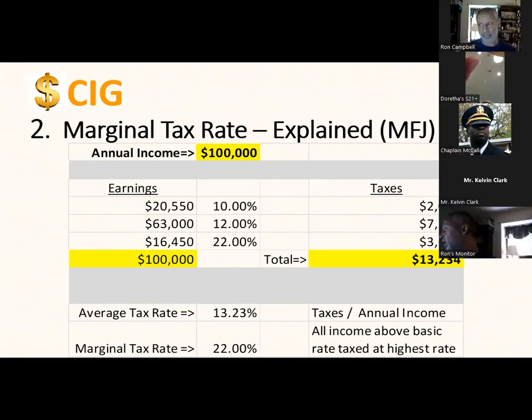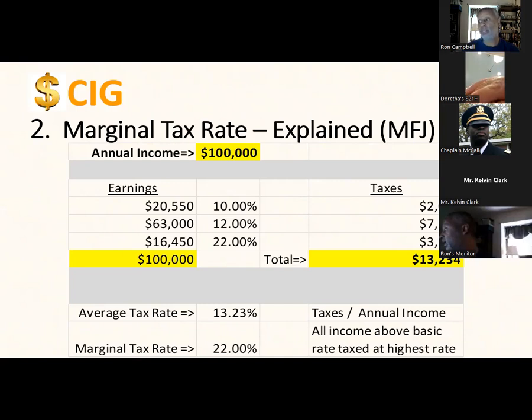That's kind of quick. Anybody got any questions or comments on how to figure that out? Okay, yeah, I got one. Say that last one about the marginal tax. You said all income above the basic rate, but that's above the basic rate after they subtract the 1323, right?